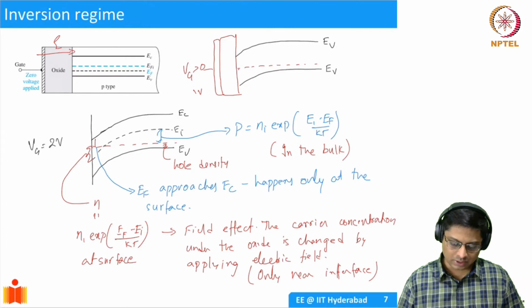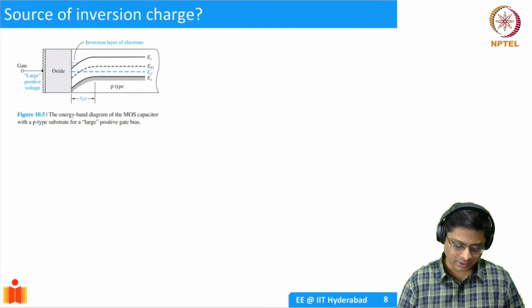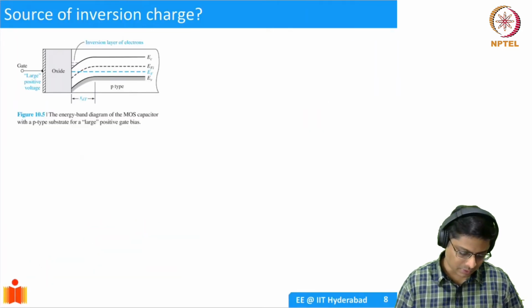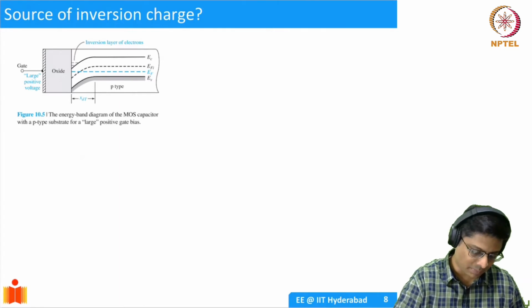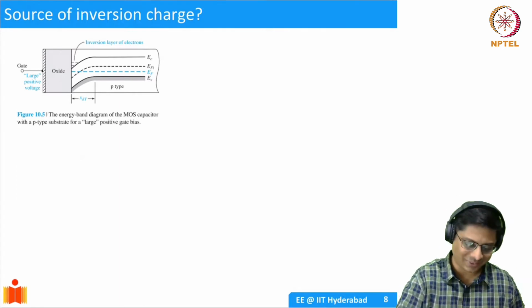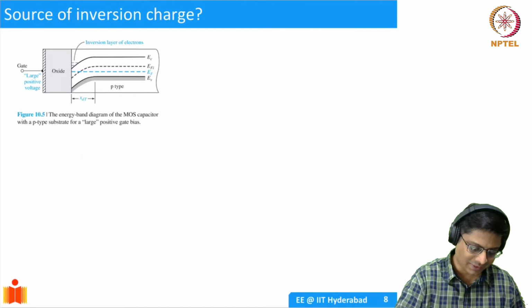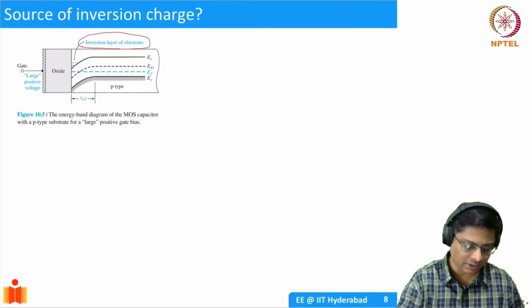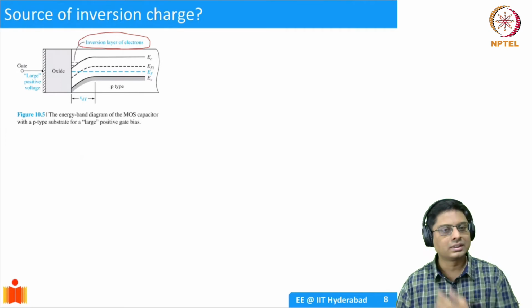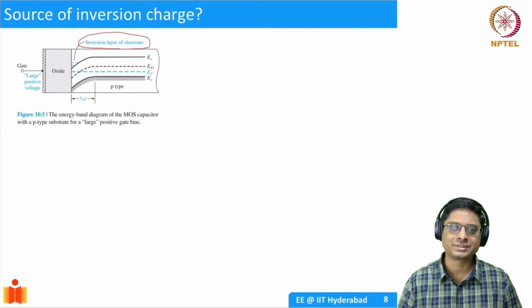Let me show you the band diagram now. So here is another picture, the same picture, much neater than what I have drawn. This is basically the surface inversion layer of electrons we created here, at the surface. What is the source of this inversion? Electrons.